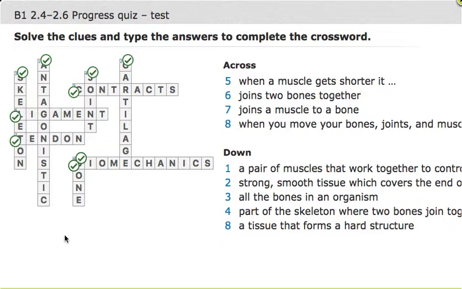Another example is in your thigh, your quadricep and your hamstring. Quadricep relaxes, hamstring contracts, and vice versa.